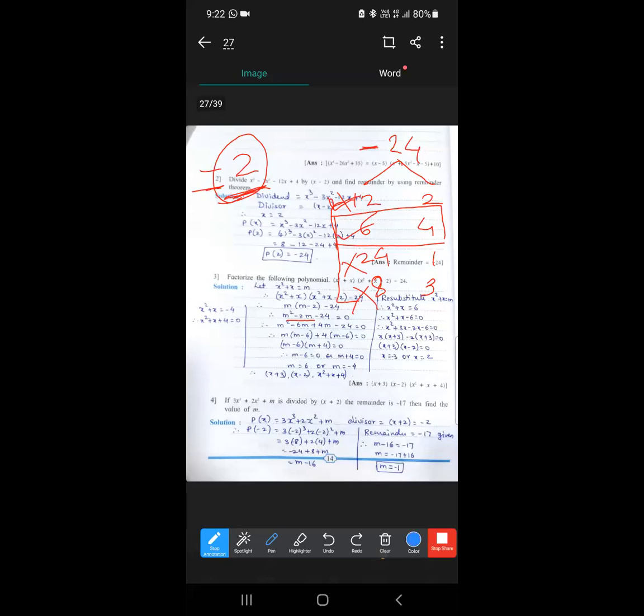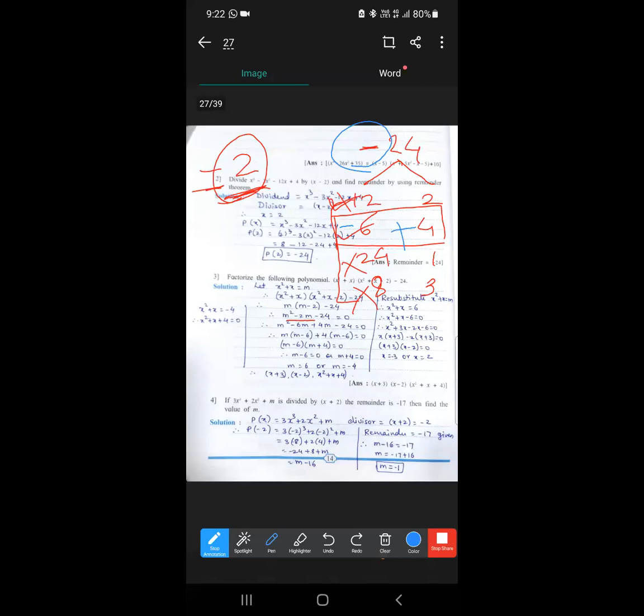The greater number is 6. So the sign of the 6 will be what? Minus. And we are subtracting, so you know that for subtraction, two different signs are there, one positive and one negative. So if you give the sign for the 6 as minus, it will be obvious that the sign for the 4 will be positive.